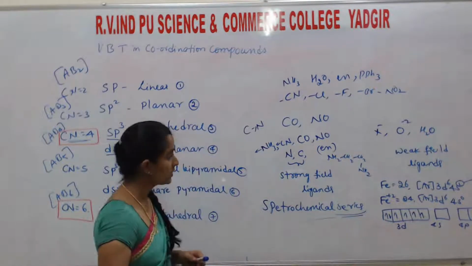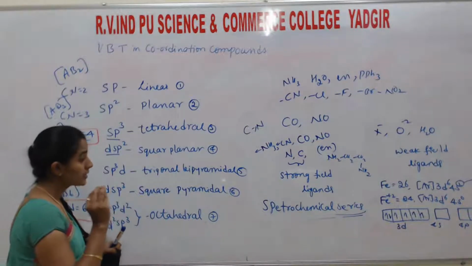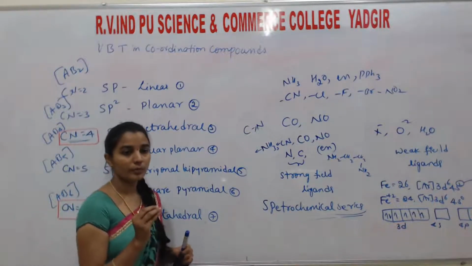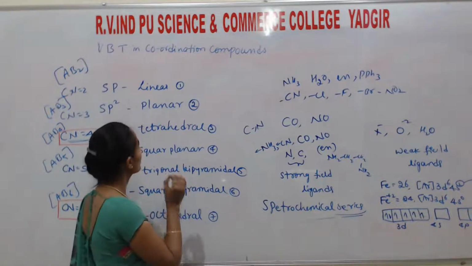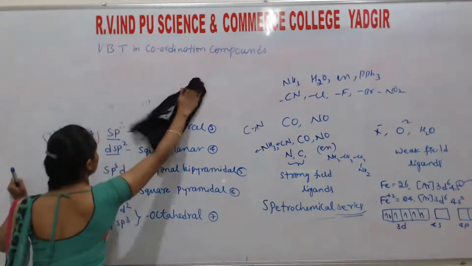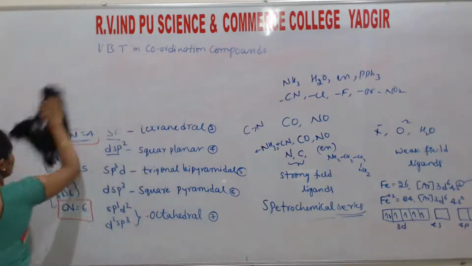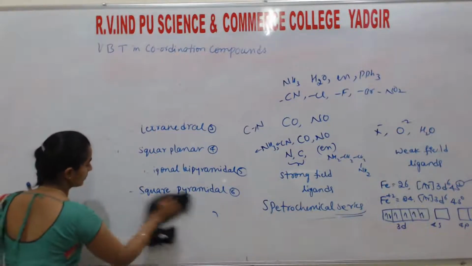So the next one, students. This is all about the concept we are going to know before writing the structure of the compound. I will explain one structure, then you will understand what is the use of this spectrochemical series and what is the use of this pairing of electrons, why we need it. Okay.